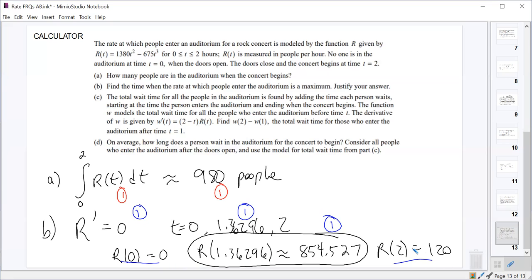Any issues with B? Austin, you good with B? Oh, good. Okay. All right. People in the Zoom, are you good with B? Yeah. Okay. Great.